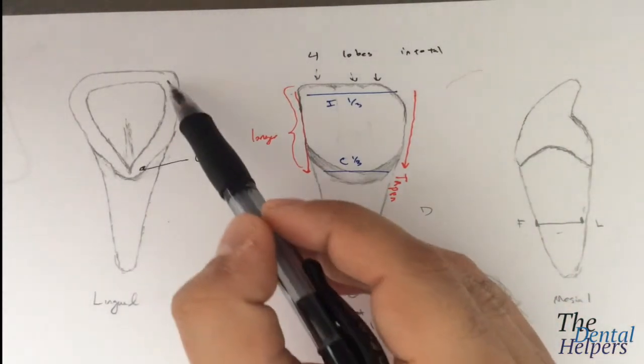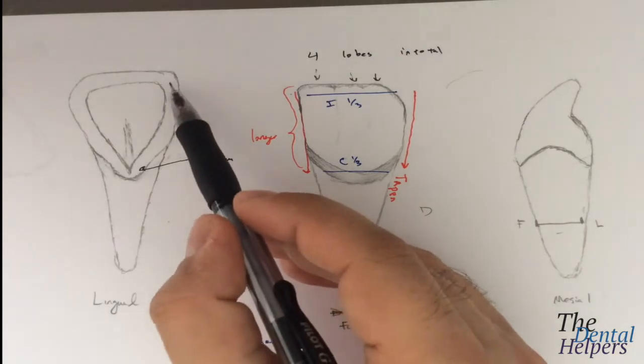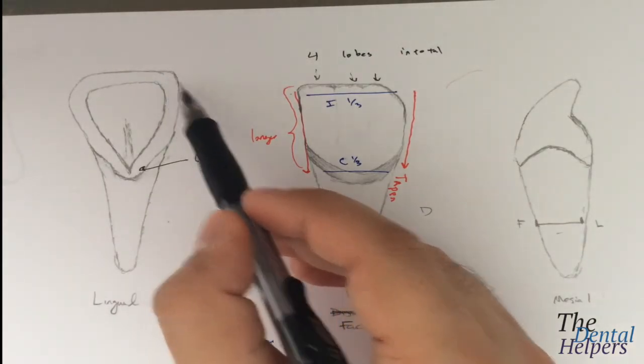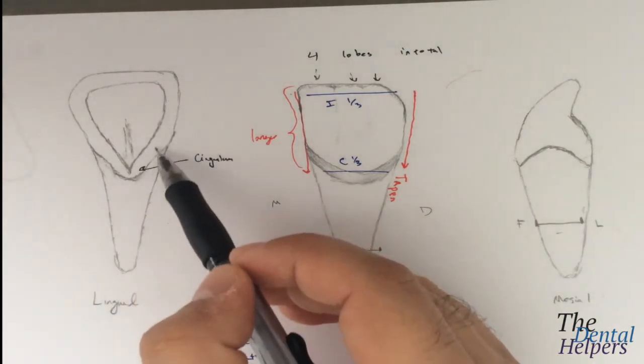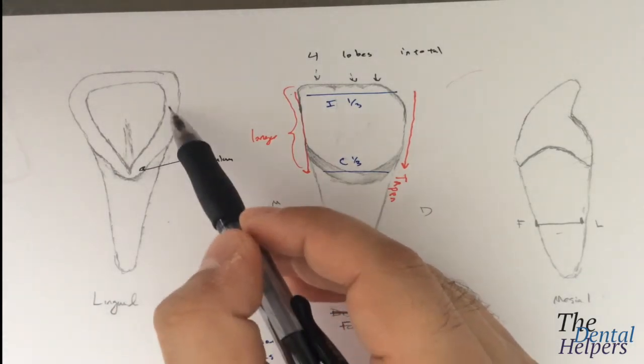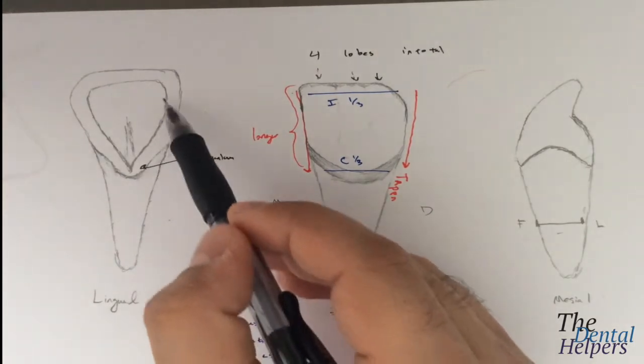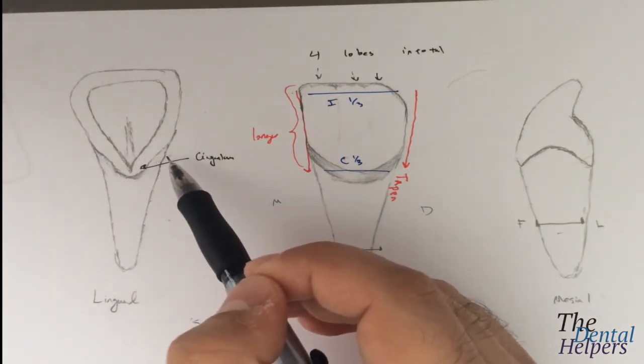Now if we look at the marginal ridges, unlike our posterior teeth, the marginal ridge is going to go from the incisal and make its way towards the cingulum. So it's going to follow, or be parallel to, the tooth's long axis. And we're going to see that in the posterior teeth this is slightly different.